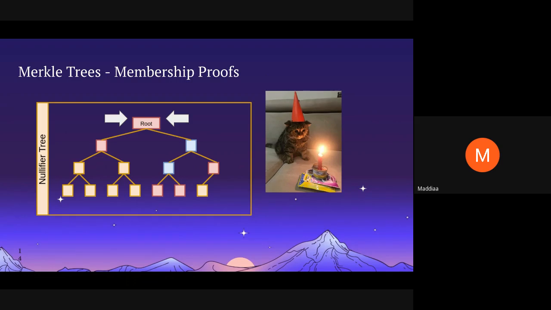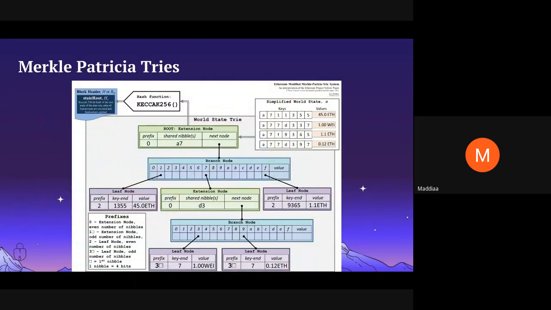So this gets a little bit more complicated with Patricia tries. Instead of it just being a binary tree where we hash two pieces of data all the way up, we instead have a choice of things to hash. So this is why these become very expensive within SNARKs.